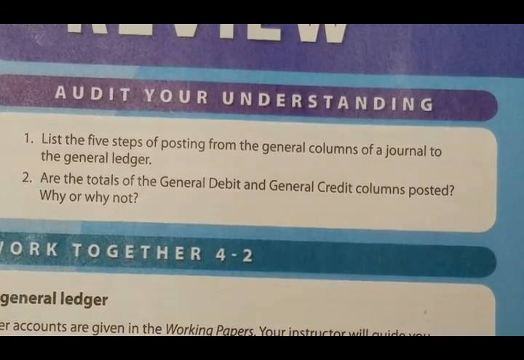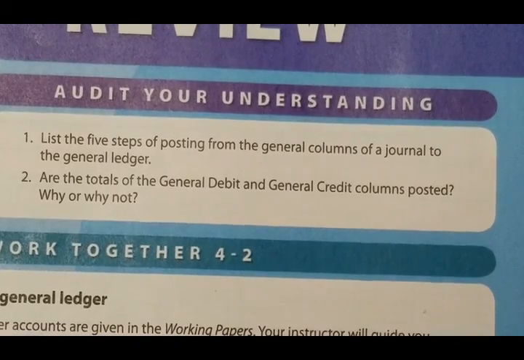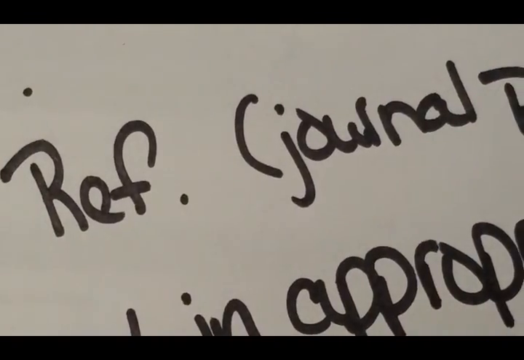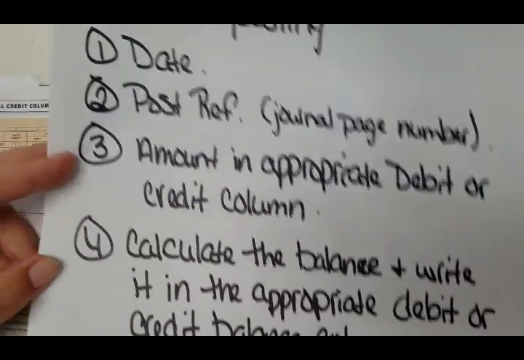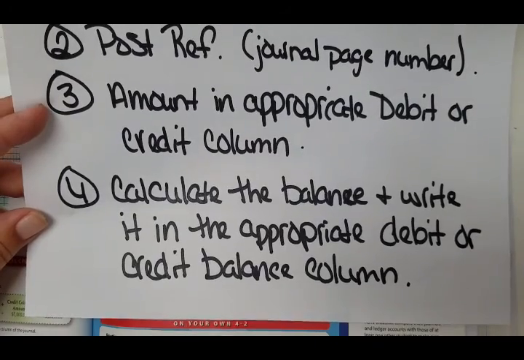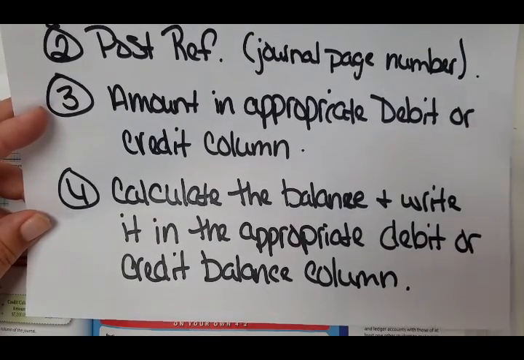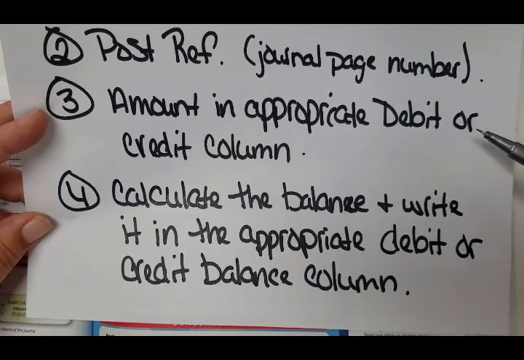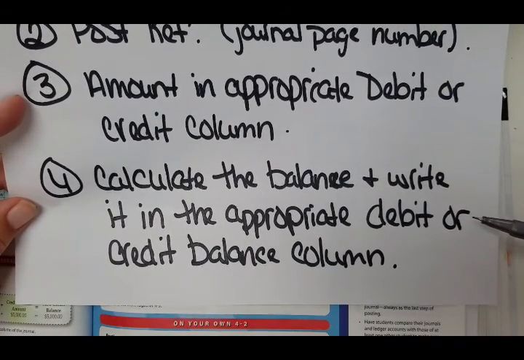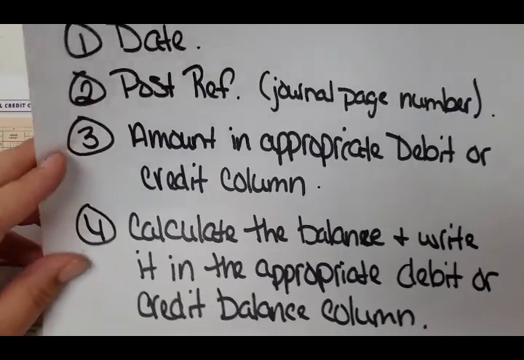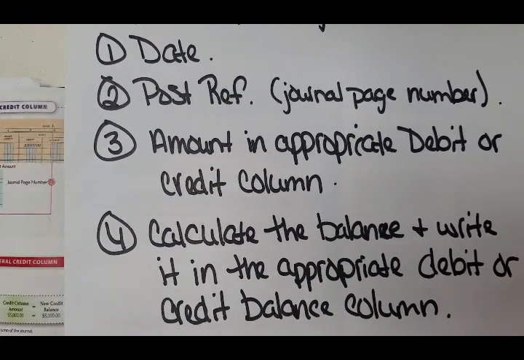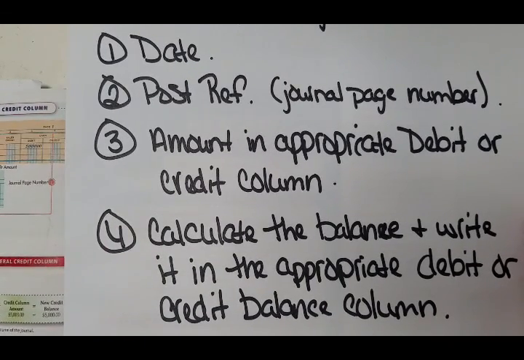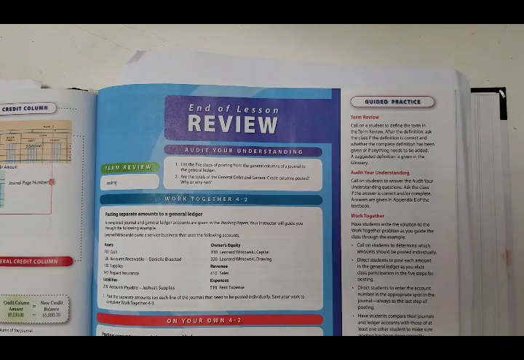I guess I forgot one of our steps. That's really bad of me. So what is our 5th step? Because if you went back to this page I showed you, I only showed you 4. I must have missed my other page. What was the 5th step? We wrote the date, we wrote the post reference, we put it in the appropriate debit or credit column. Then we did the calculation for the balance column. The next thing was to go back to the journal and put in the post reference there with the account number. So number 5 is put in the post reference on the journal page.